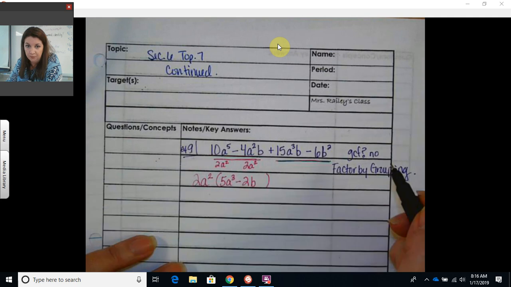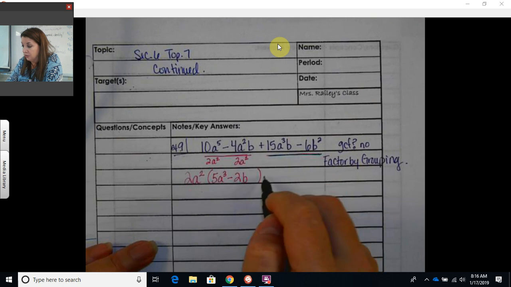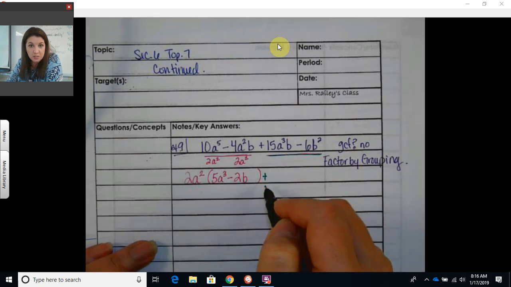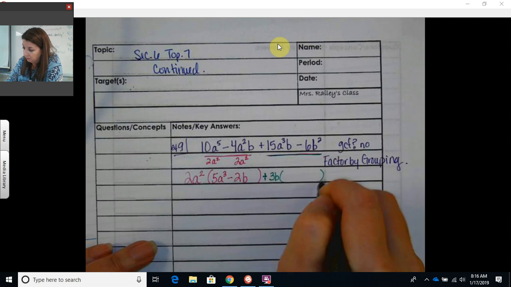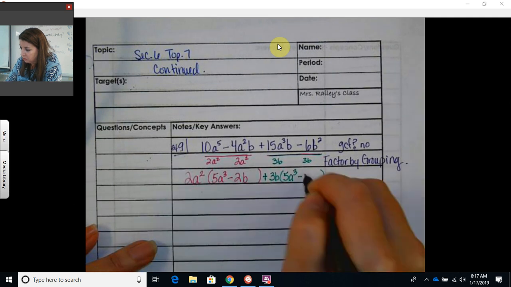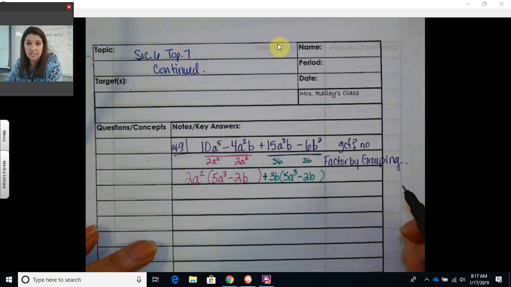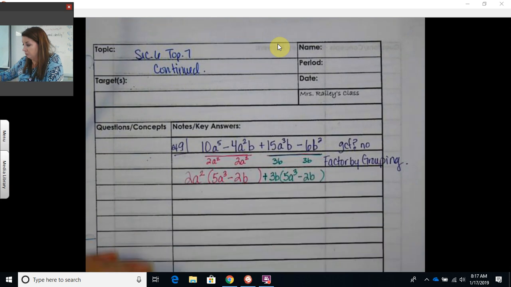Okay? Now look at your second group. We're treating it totally differently. Whatever the sign of the first term in that group, that's the sign we're going to use. If it's positive, we'll use a positive. If it's negative, we'll use a negative. What's the GCF of that group? 3b. So 15a cubed b divided by 3b is 5a cubed. Negative 6b squared divided by 3b? Negative 2b. What's inside the parentheses? Is that the same? This is one term with 2 factors. This is one term with 2 factors. Okay? Is there a GCF within those terms? Don't they both contain a 5a cubed minus 2b?